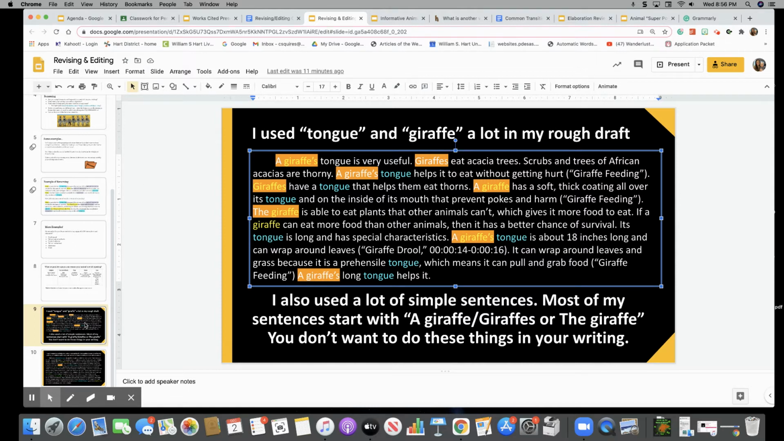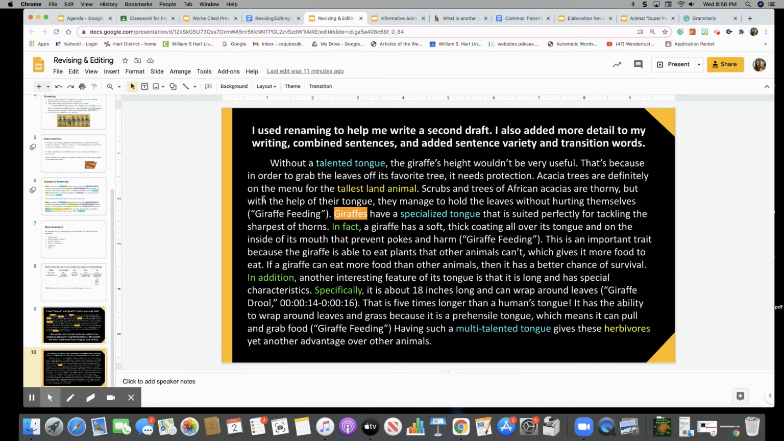So let's take a look at my revised version here. What you'll see is I used renaming in a few places, and that's all you have to do. Just a few times is all you have to do. You don't have to change every giraffe to something else because that would sound really weird. You'll notice that I kept the word giraffe a lot, but I did use a couple of renaming opportunities to make my writing sound better.